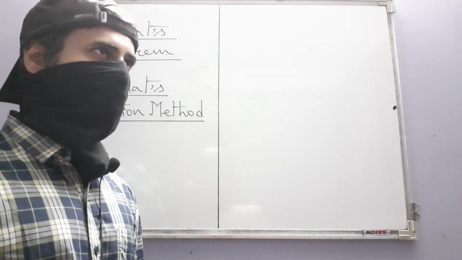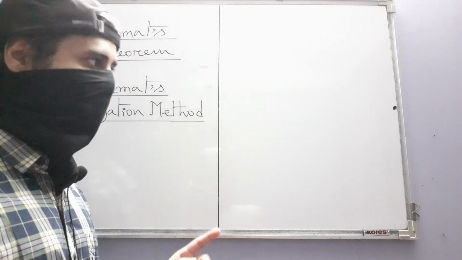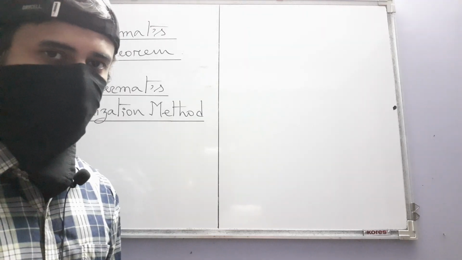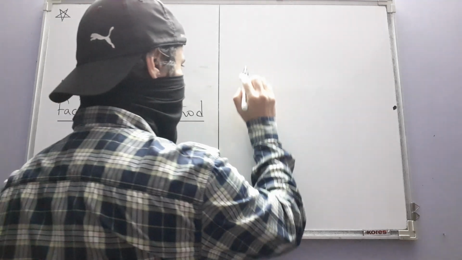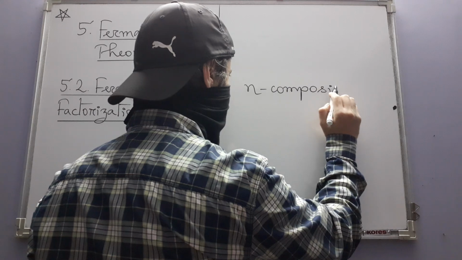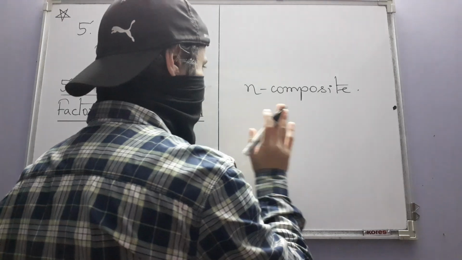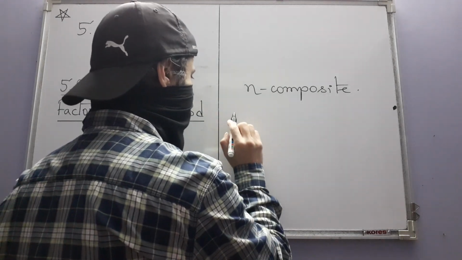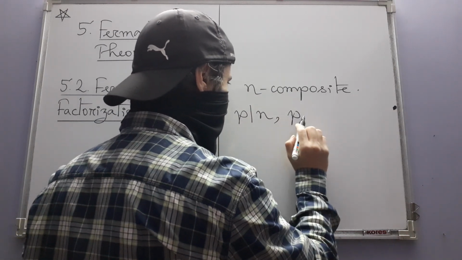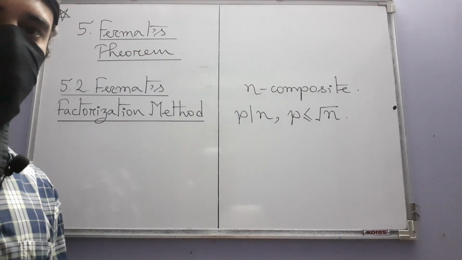Okay. Now, what do we know about factorization so far? We don't really know much. We have, however, already come across one observation. So, let us start by recalling that observation. It is this thing. Suppose that n is a composite integer, positive integer of course. Then this is what we observe. Then there exists a prime number p which divides n, and p is at most square root of n.